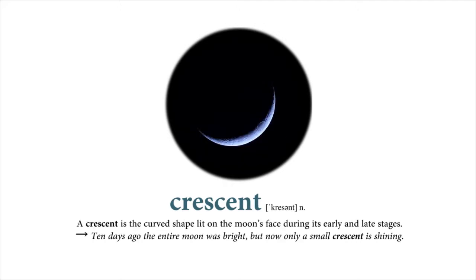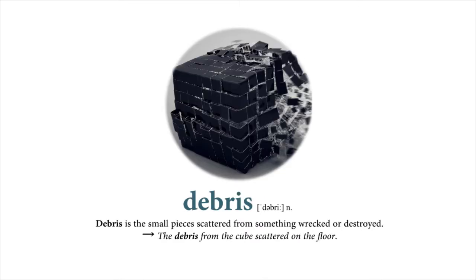Crescent. A crescent is the curved shape lit on the moon's face during its early and late stages. 10 days ago, the entire moon was bright, but now only a small crescent is shining. Debris. Debris is the small pieces scattered from something wrecked or destroyed. The debris from the cube scattered on the floor.